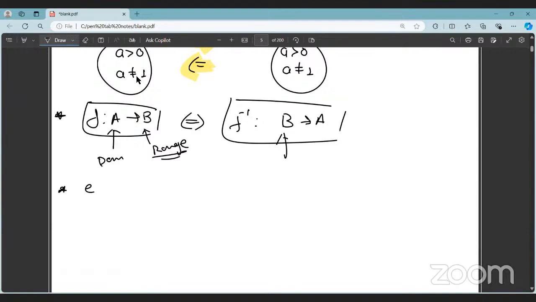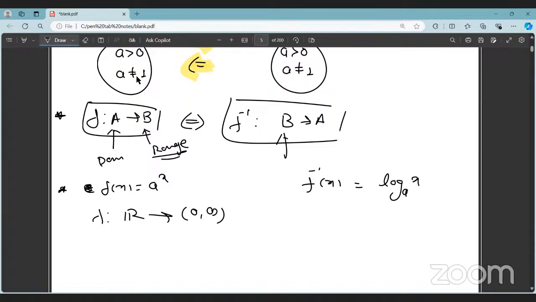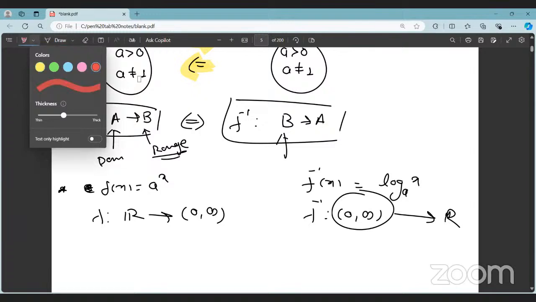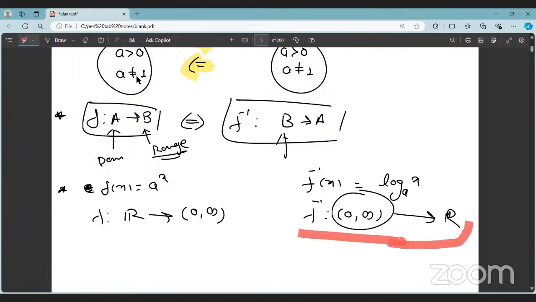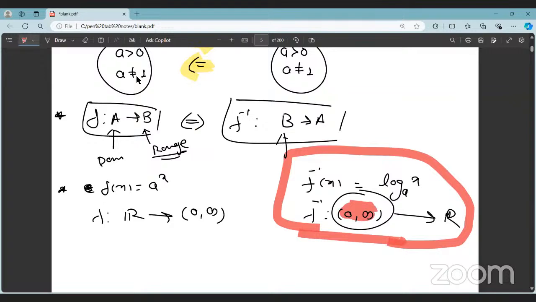So in the exponential function, what happened? If we take the exponential function f of x equals a to the power x, then we know it's a function from the real numbers to the open interval 0 to infinity. So if you take the logarithmic function f inverse of x to be log base a of x, then this f inverse will be a function from the open interval 0 to infinity to the reals. That means the domain of the logarithmic function will be the open interval 0 to infinity. This is a very important fact you should always remember. Many people get confused about the domain of a logarithmic function. It has domain open interval 0 to infinity, not the whole real line, and has the range the whole real line. Okay.